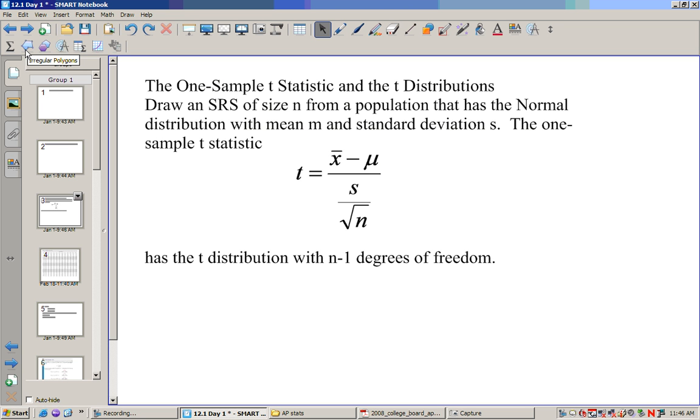Now, the one sample t statistic and the t distribution. If we draw an SRS of size n from any population that has a normal distribution with a mean of mu and a standard deviation of sigma, the one sample test statistic t is equal to x bar minus mu over s divided by the square root of n. The only thing that's different from our z-test statistic is now we don't have sigma, we have s.